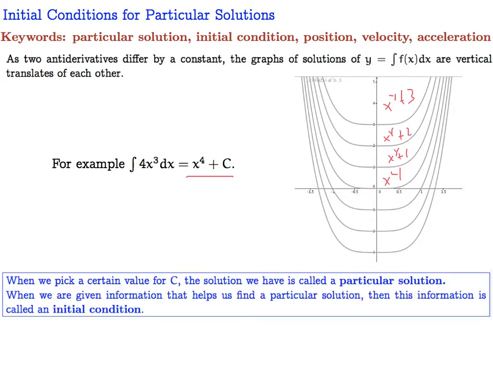However, what often happens in practical problems is we don't care about all of them as much as what we want is a particular solution. So when we pick a certain value for c, that becomes a particular solution. And when we're given information that helps us find a particular solution, this information is called an initial condition.